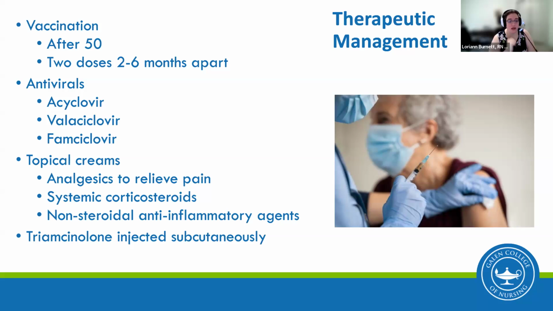We can give them pain meds, corticosteroids, because you can't have an immune reaction if you don't have an immune system. We can also do our NSAIDs to help with pain. Triamcinolone, which is slightly better than an NSAID, is going to help with pain management, and can be injected into the actual vesicles or underneath them to help alleviate the pain.